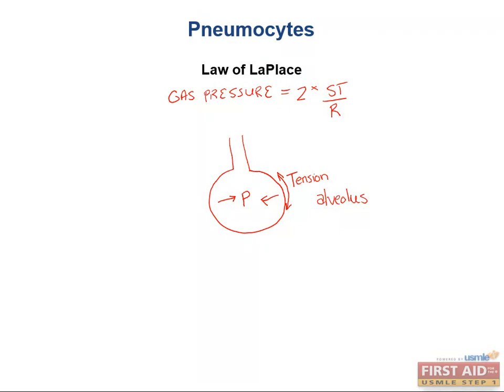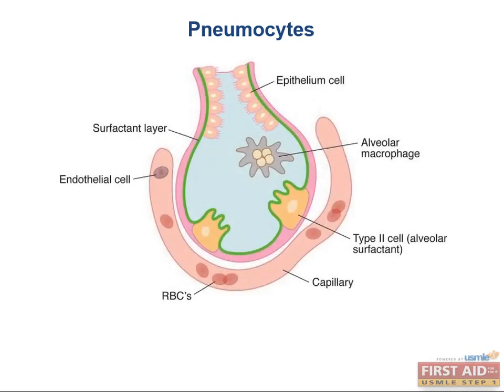With surfactant decreasing surface tension, you should see increasing lung compliance and decreased work of breathing, because more alveoli remain open at the end of a breath. And if they do collapse, it requires less gas pressure to reinflate them. Finally, surfactant synthesis is a major part of fetal lung maturity.